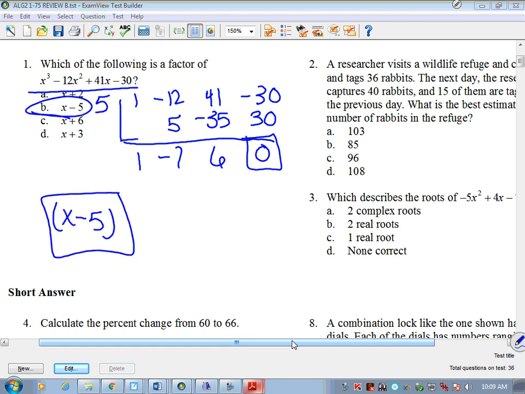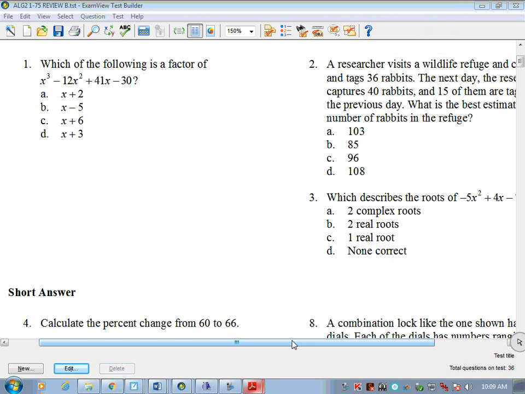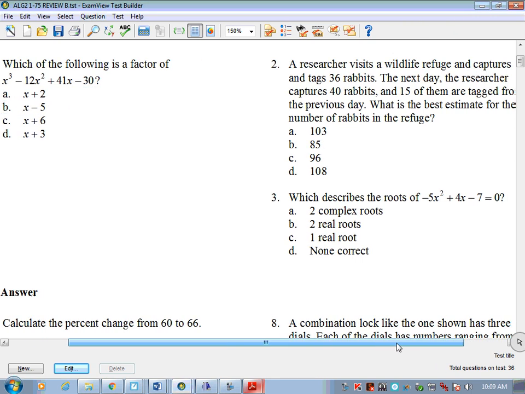Okay? So do we see how to test answers? Hopefully. Okay? So it's a way to test answers if they give me a list of options. And this would be the work that I would want to see. All right? I don't want to just see x minus 5, right? Show me that you plugged it into synthetic division and it came out with a remainder of 0, showing me that it's a factor. Does that help? Okay. All right.